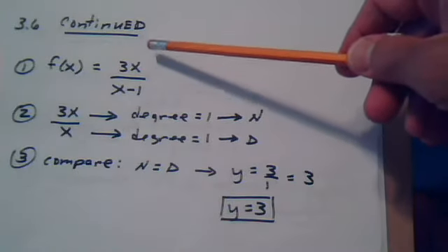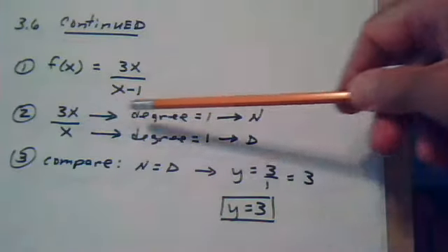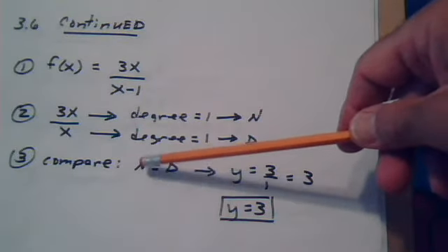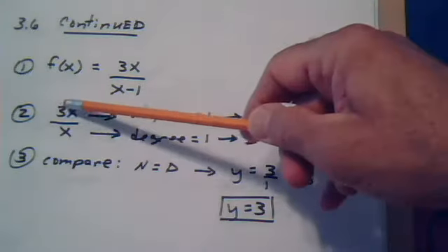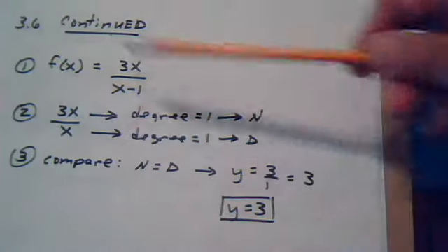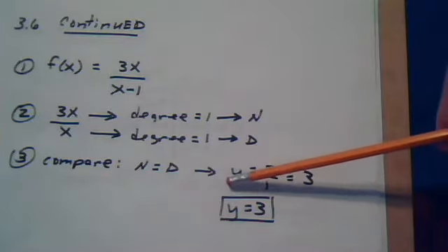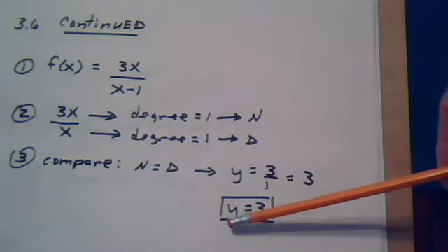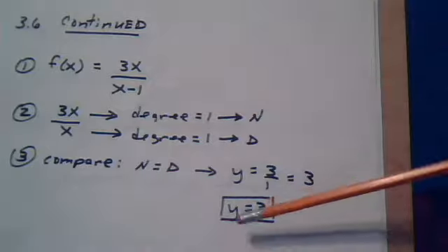Here's another rational function. Identify the leading terms, identify their degrees, and compare their degrees. Since the numerator degree equals the denominator degree, the coefficients of the leading terms, which are 3 and 1, together become y = 3. So the horizontal asymptote for this rational function is y = 3.